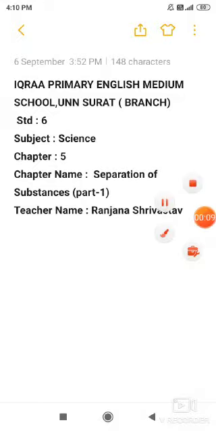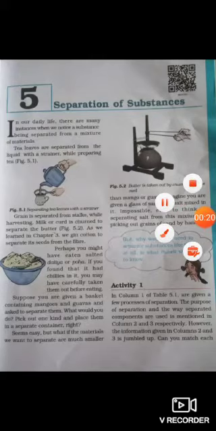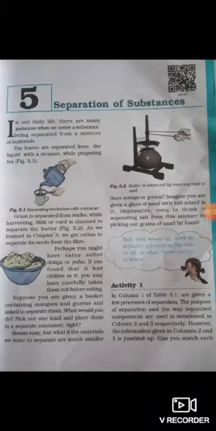Today we will be covering the 5th chapter of our class 6 Science NCERT textbook, that is separation of substances. Children, let's get started. Every day you separate a number of substances from their mixture. We will look at some examples.